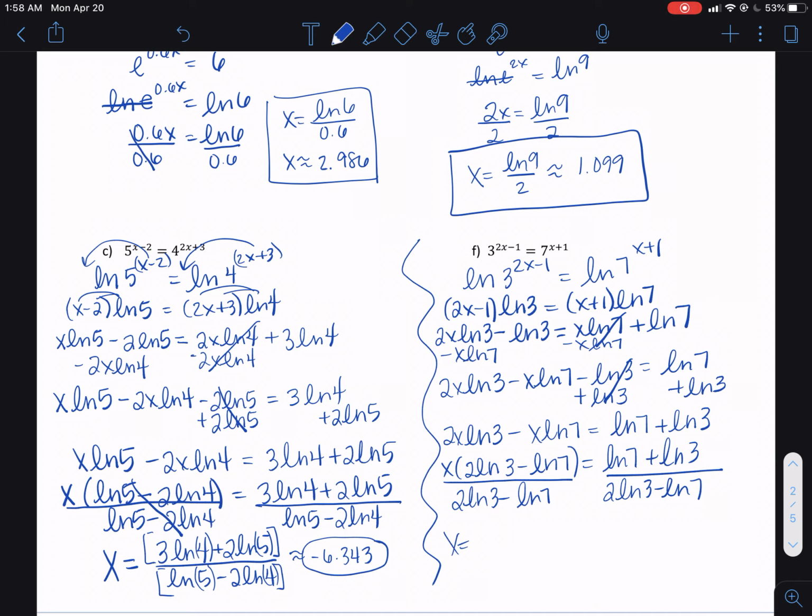So x equals the natural log of 7 plus the natural log of 3 divided by 2 natural log of 3 minus the natural log of 7, which is approximately 12.114.